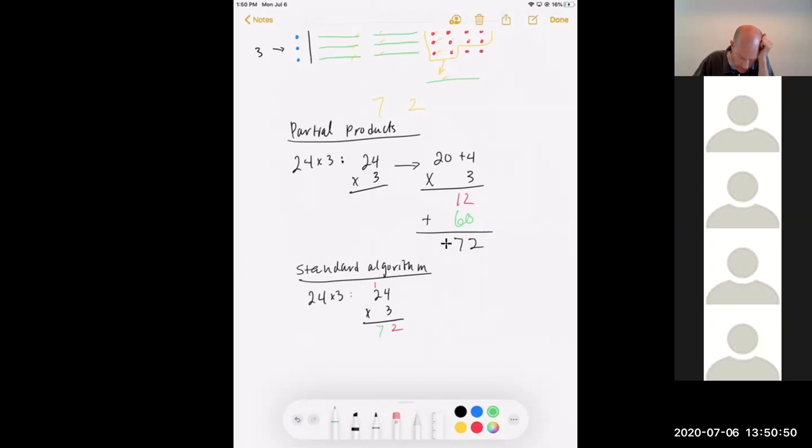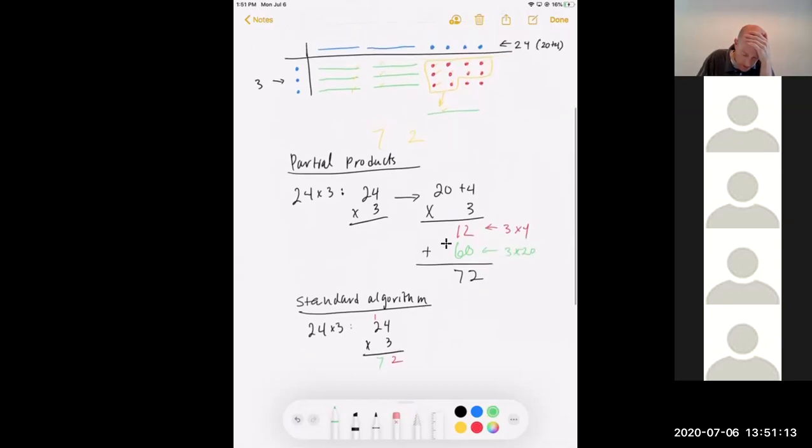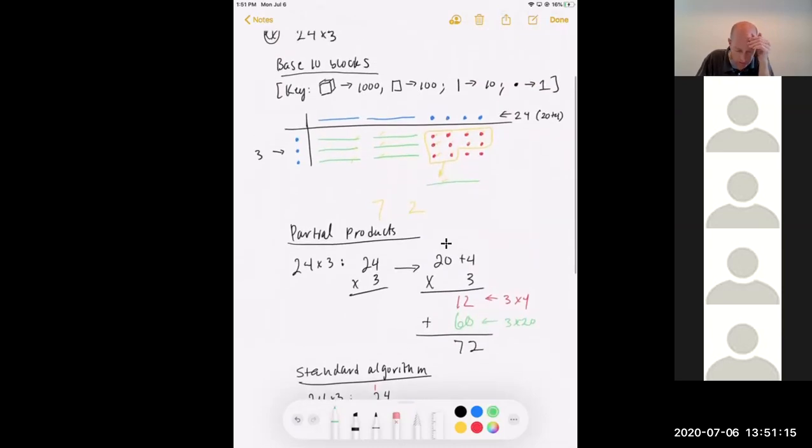Now, where are these connections? We need to make connections between them. In this problem here, the partial products, the 12, is from 3 times 4. And the 60 is from 3 times 20. Let's go ahead and see how they connect back up to our base 10 block model.